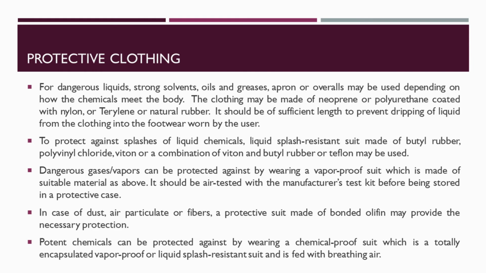Dangerous gases or vapors can be protected against by wearing a vapor-proof suit which is made of suitable material as above. It should be air tested with the manufacturer's test kit before being stored in a protective case. In case of dust, air particulate or fibers, a protective suit made of bonded olefin may provide the necessary protection. Potent chemicals can be protected against by wearing a chemical proof suit, which is a totally encapsulated vapor proof or liquid splash resistant suit and is fed with breathing air.